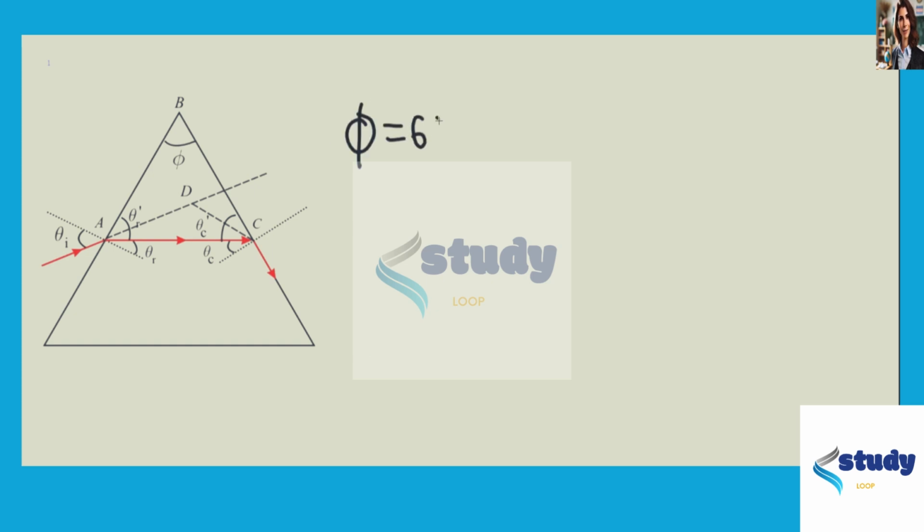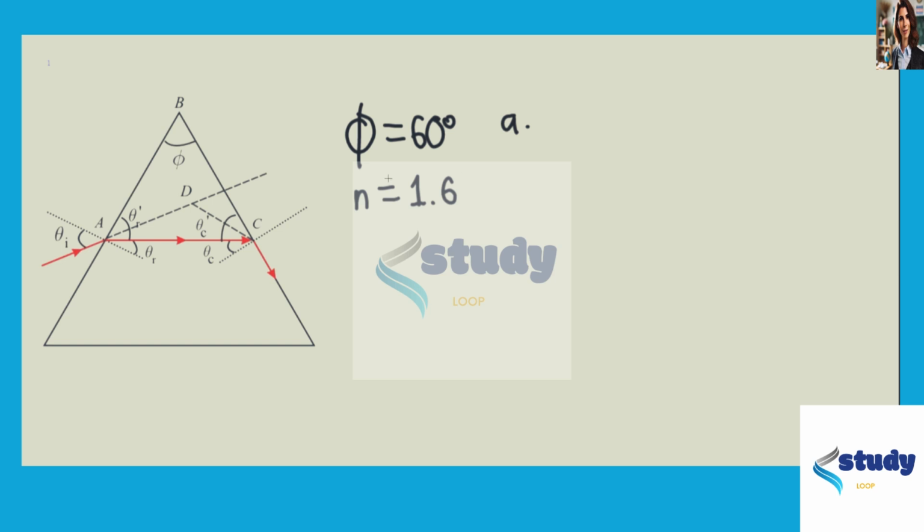We can say that the apex angle of the prism is phi, and this equals 60 degrees. And we have the refractive index of the prism, n equaling 1.6. So for part A, if the ray has to minimally exit the second surface, then the incident angle at the second surface should be the critical angle.